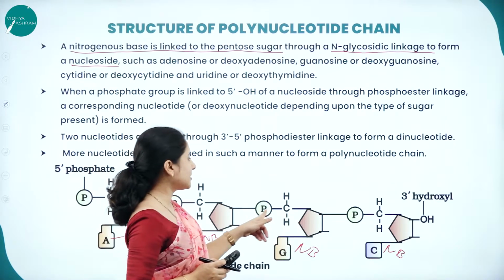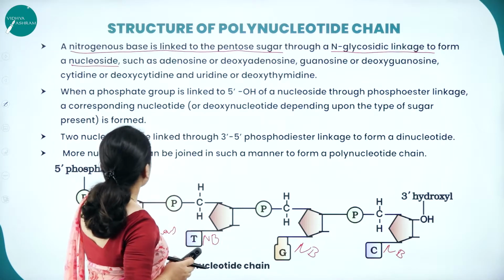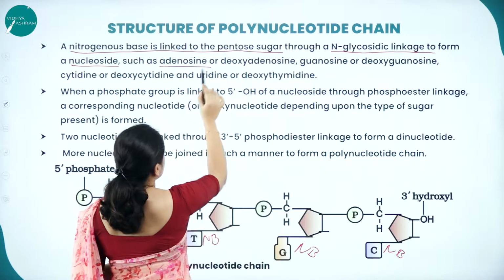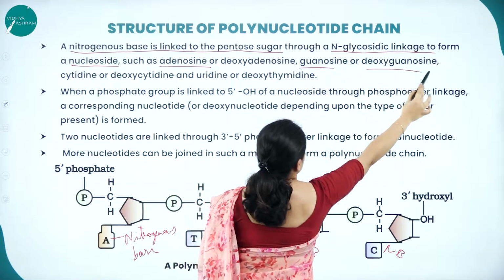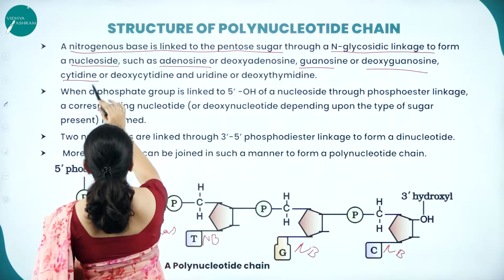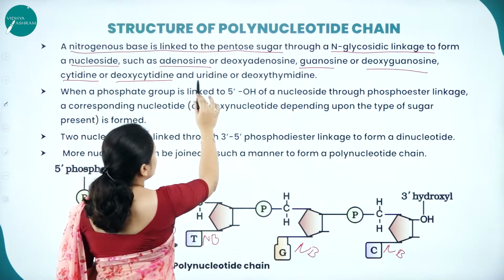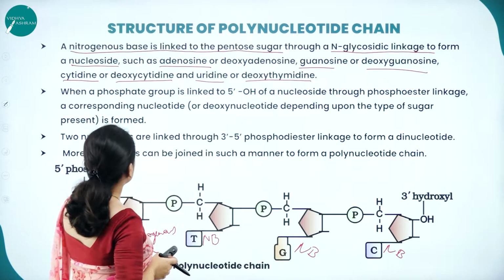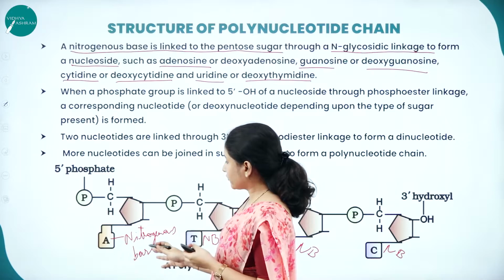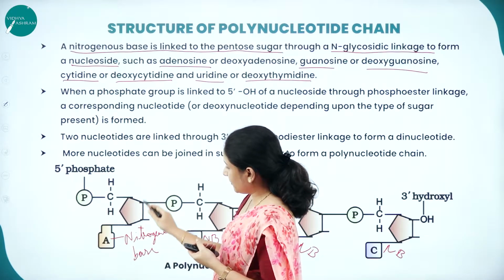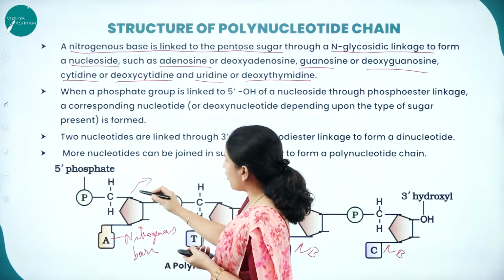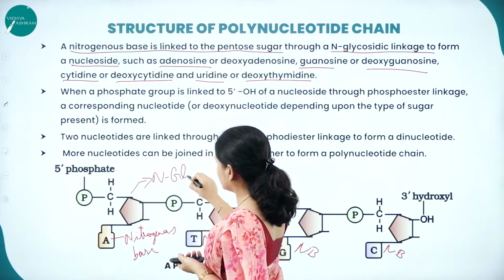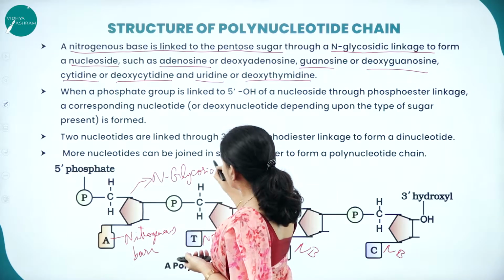So they are linked by a glycosidic linkage, and such as adenosine or deoxyadenosine, guanosine or deoxyguanosine, cytidine or deoxycytidine, uridine or deoxythymidine. So that is what they are made up of. So now we have understood that the nitrogenous base is linked to this pentose sugar by what type of bond? It is linked by a N-glycosidic linkage bond, right? N-glycosidic bond.